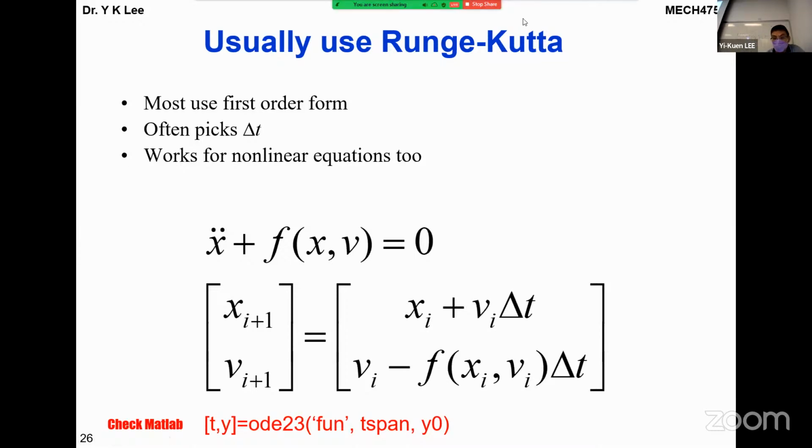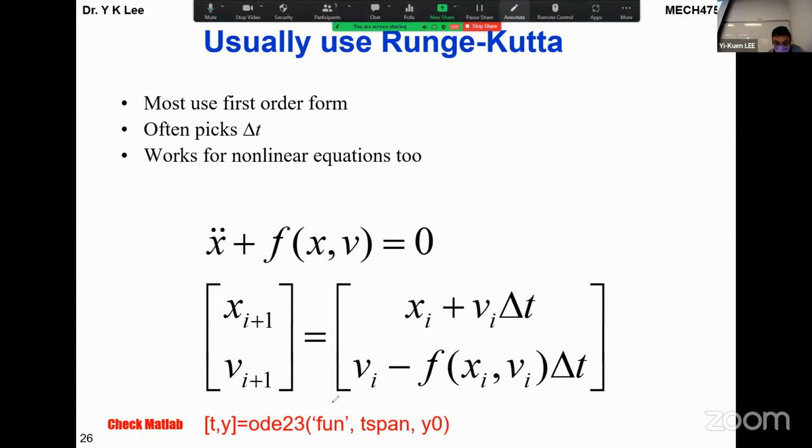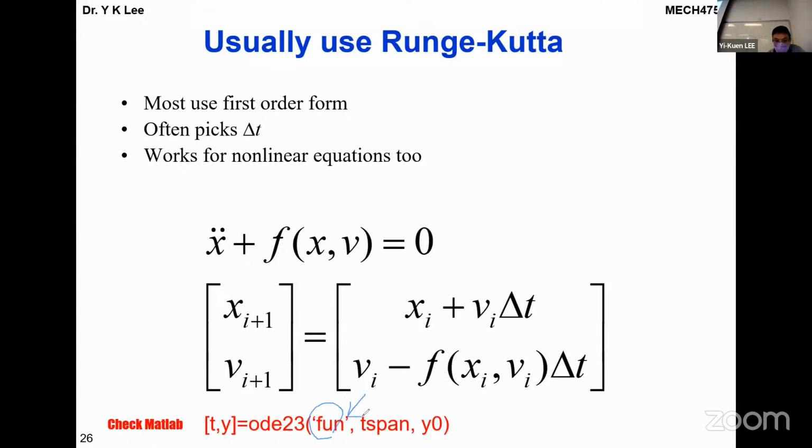So the important thing here is what? We need to define our function for that ODE. We need to define this function, and then give the time span, maybe 0 to 10 seconds, and the initial condition. In this case we can get our t vector and y vector from solving this ODE or ODE system.